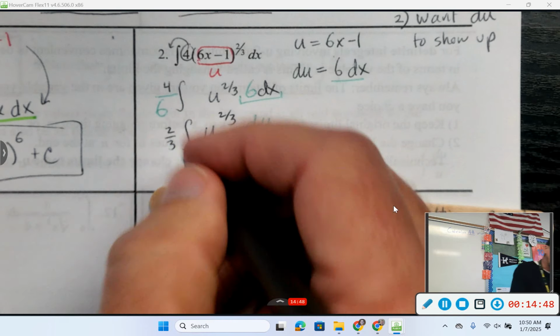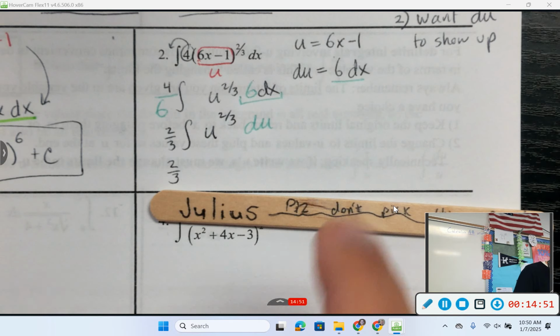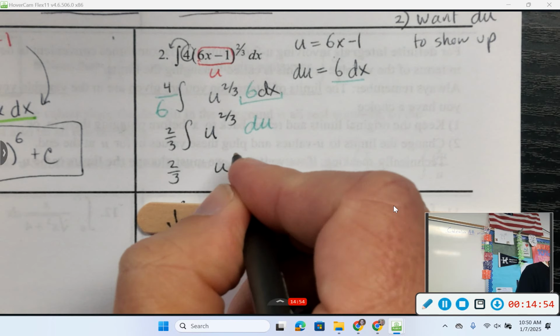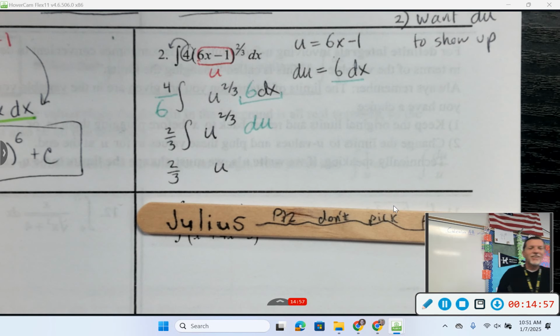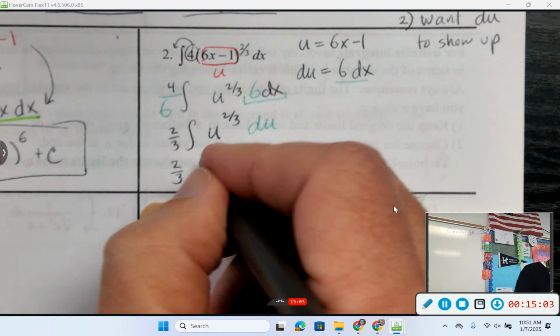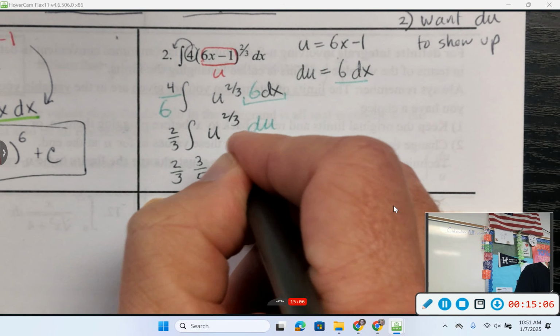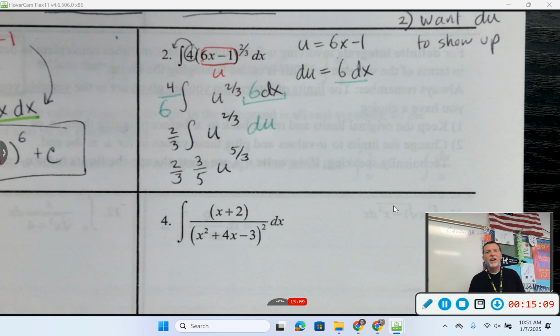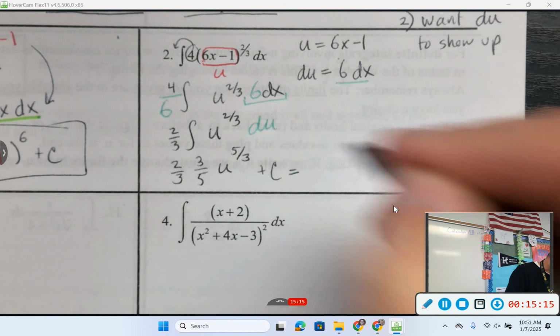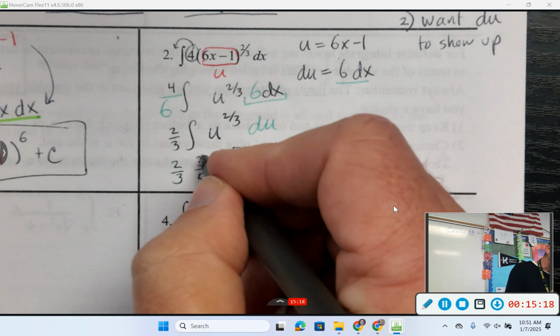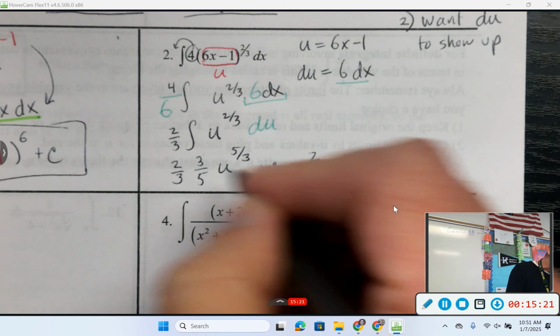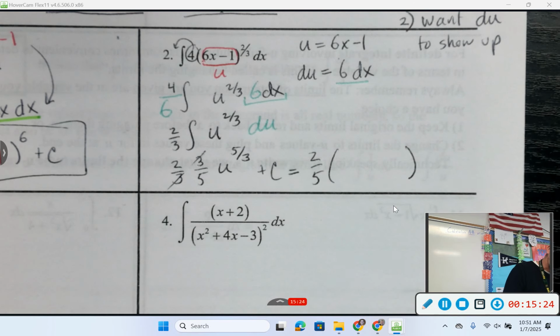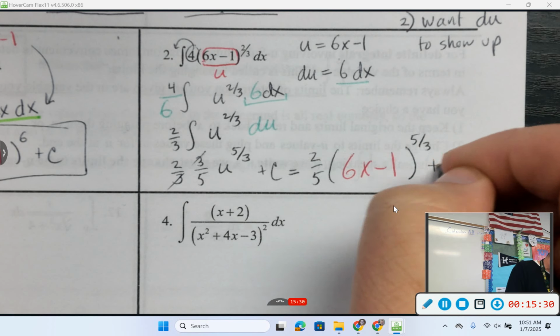Julius, how about the antiderivative of u to the 2/3? 3/2 u. No. Good catch. 5. No. 3 over 5. Yes? 5. Yes. 3 over 5, u to the 5/3, plus c. A little bit of algebra cleanup, the 3's will cancel. So 2/5. And then let's put that u stuff back in there, 6x minus 1 to the 5/3 plus c.